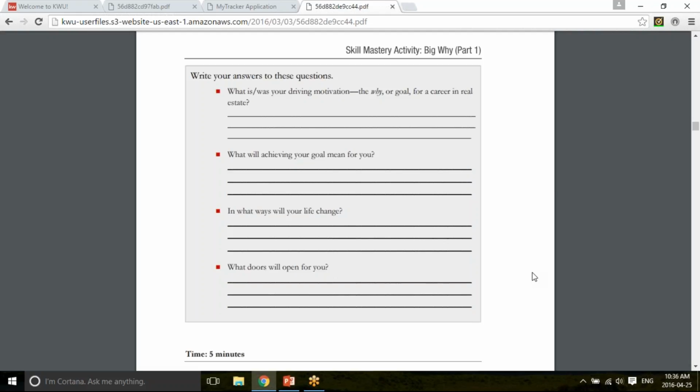What is or was your driving motivation? The why or goal for a career in real estate? What will achieving your goal mean for you? In what ways will your life change? And what doors will open for you? So let's take 5 minutes. It's 10:36. 10:41. We will check back in on answers. So everybody take a minute and please write your stuff down.